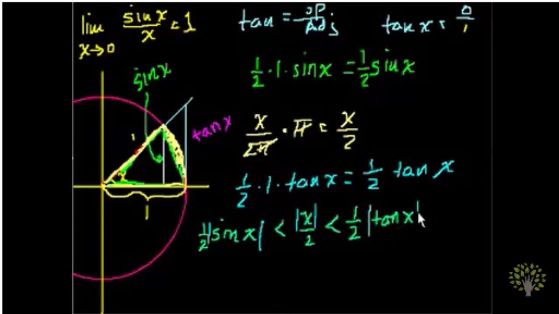Especially if you're in the first quadrant, and you might want to think about it a little bit, why it doesn't change anything in the second quadrant. So we have this inequality, and let's see if we can play around with this. So first of all, let's just multiply everything by 2 and get rid of the 1/2s, right?